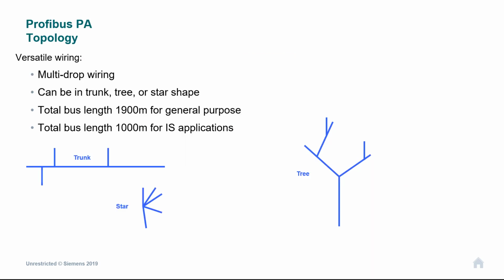So Profibus PA itself is a very flexible network, and it really can be wired up as neatly or messy as you want. And they have given this different names, bizarrely. So you can see here we have a star, we have a tree, but really the best way to wire it is what we call a trunk. So you have one cable going around your site.